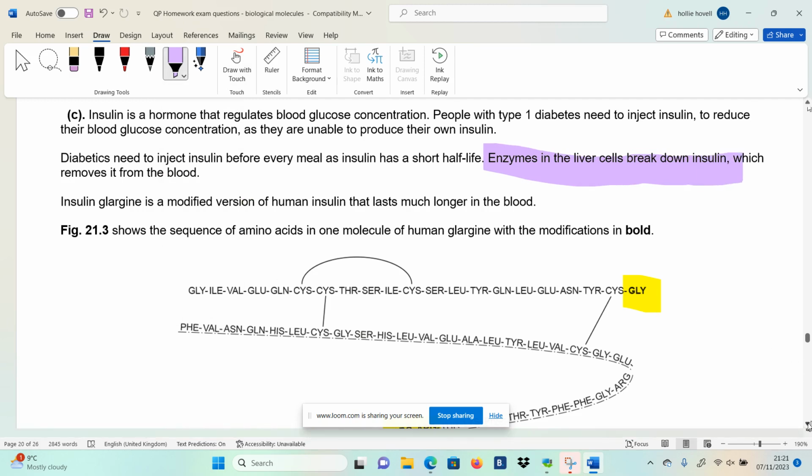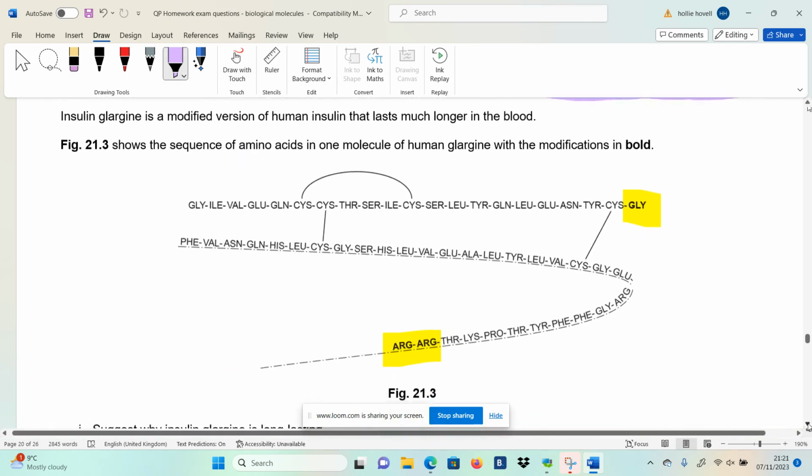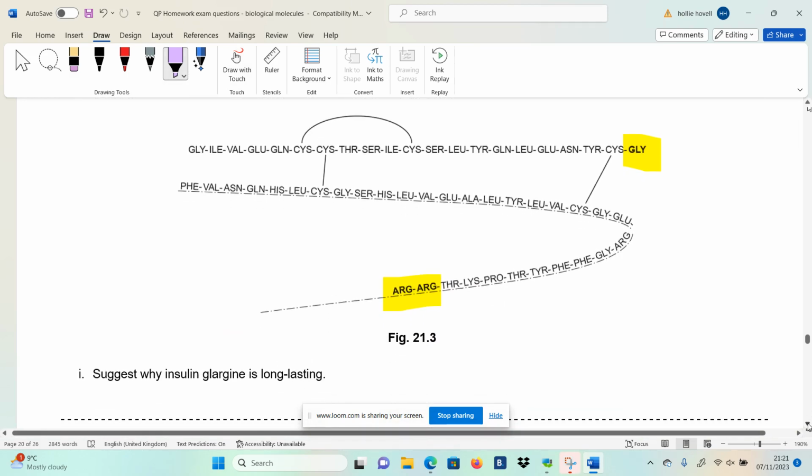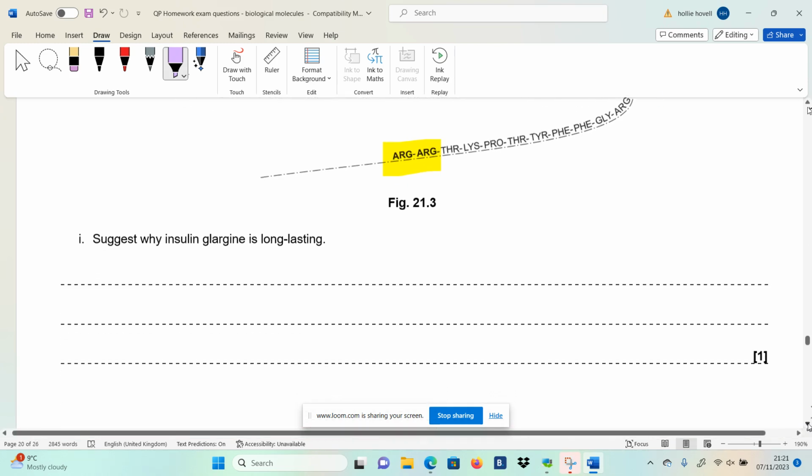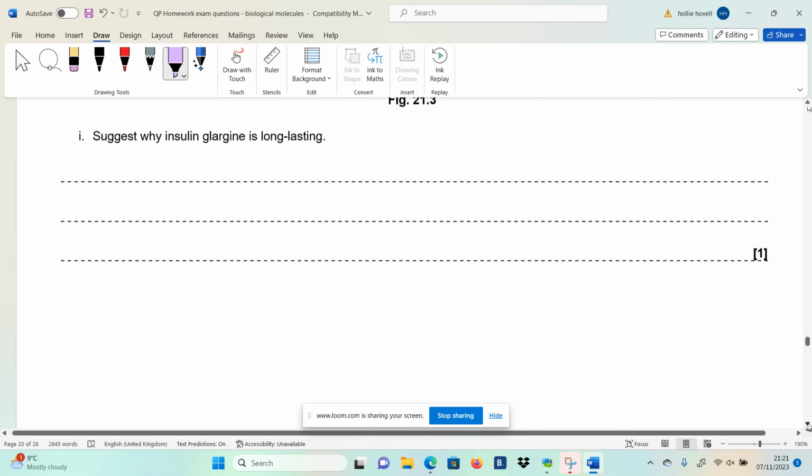Okay, so we can see which amino acids are changed. First of all, hopefully you can identify the position of them. We've got these amino acids that are changed on the end of the chain. Hopefully you identified where they were. But really what we're after is, why wouldn't an enzyme break it down? Think about what you know about how enzymes work.